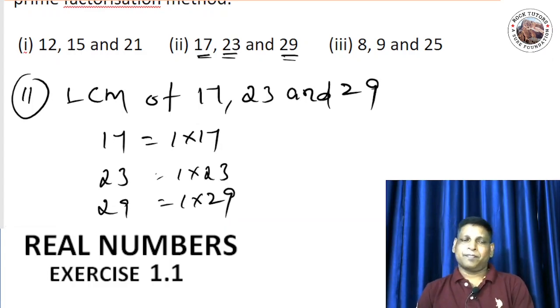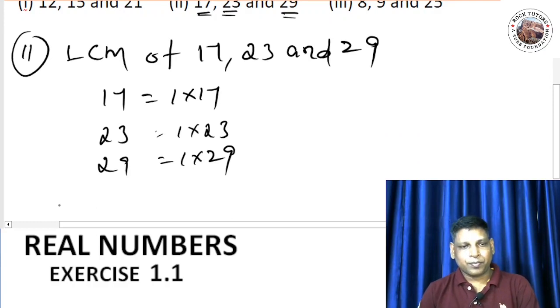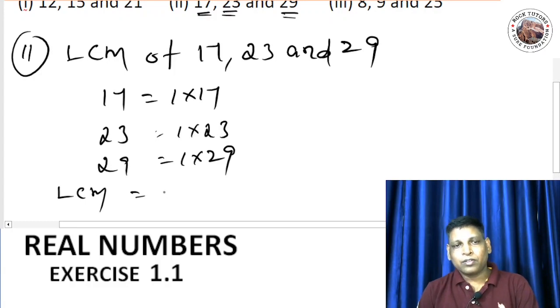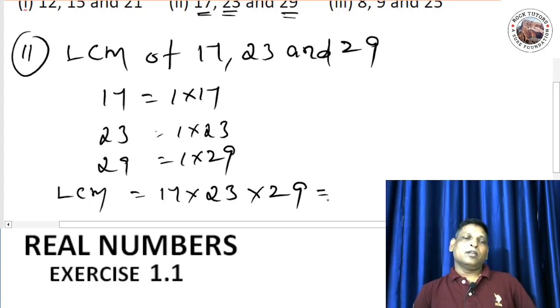Here, if you see, 17, 23 and 29 are prime numbers. So what is the LCM? LCM is equal to 17 into 23 into 29. There is no common factor, so this is the LCM of 17, 23 and 29. Multiply, and we will get the answer. So what is the answer for this?